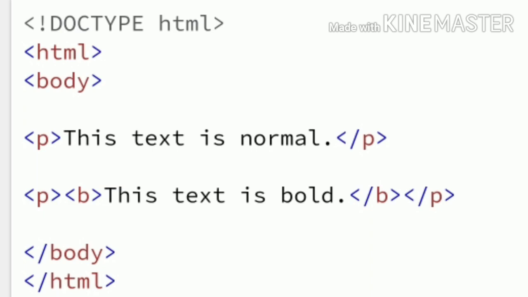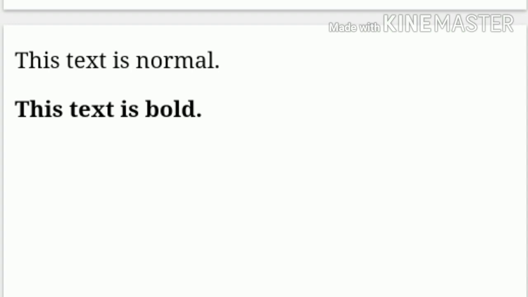After that you can run this program and it gives the output. For the paragraph, this text is normal, it is given in a normal font. After that, this text is bold. In the first paragraph you are using only normal text, so it is given only simple normal text. After that you use the bold tag, that is the b tag, and it gives a bold type of text. This way you can use text formatting.